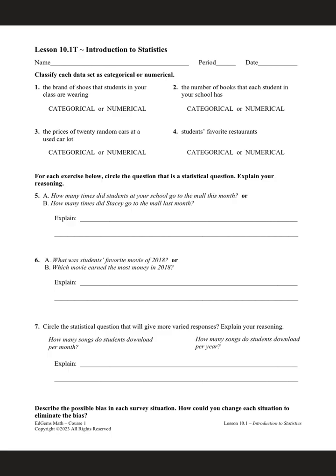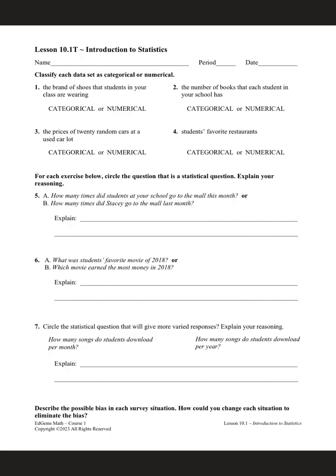Okay, here we are in lesson 10.1T, Introduction to Statistics. So we're on the tiered worksheet. For numbers 1 through 4, it says classify each set as categorical or numerical. So categorical data is words or phrases, and numerical is just that, it's numbers.